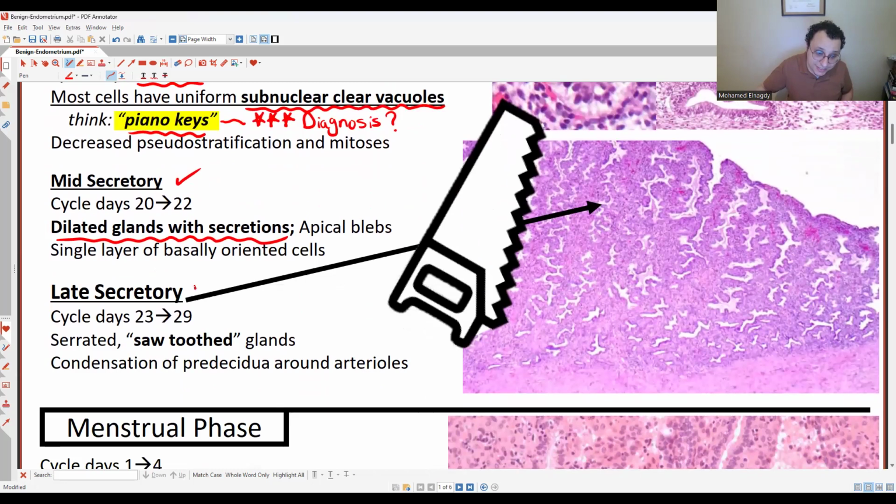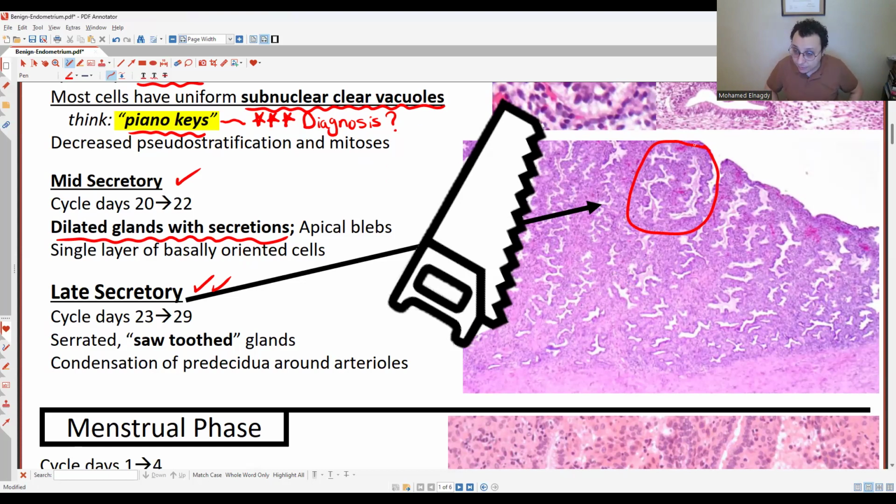However, what you get tested on is the late secretory phase, in which the glands become so dilated to the point that they might look as if they are back to back, or as if they are very near to each other. See, due to the extensive gland dilatation, they become so near to each other. Look at this area. If you go high power at this area, you'll feel like these are back-to-back glands with minimal stroma in between.